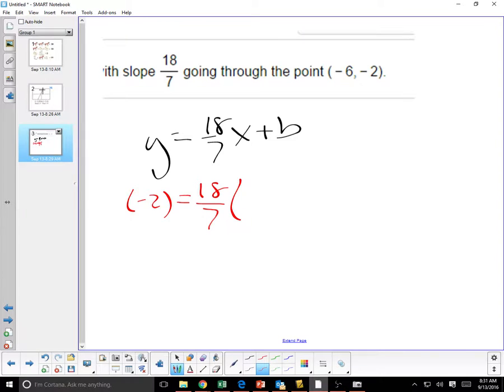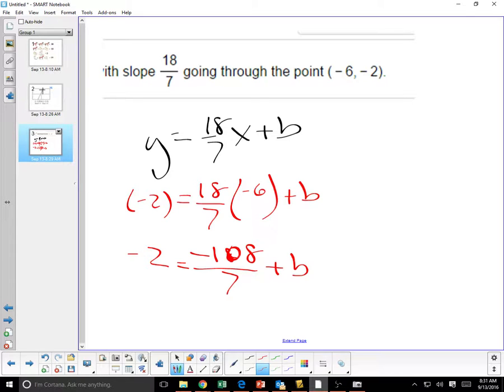7 goes here, and I'm going to plug in a -6 plus b. All I need to do right now is solve it for b. What's 18 times 6? 108? 18 times 6 is 108. It is? -108, thank you. -108 over 7 plus b, and that equals a negative 2.